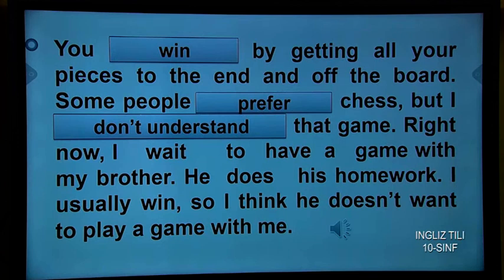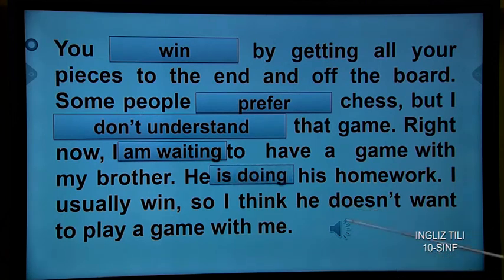Right now I wait to have a game with my brother. He does his homework. In this part, I am waiting to have a game with my brother because he is very busy. Not he does, he is doing his homework. I usually win, so I think he doesn't want to play a game with me. This is the end. I hope you all did the activity right.